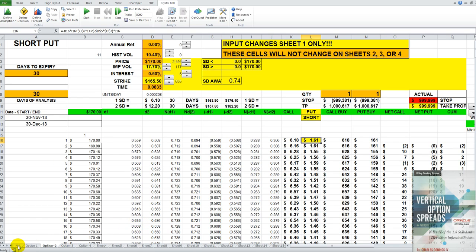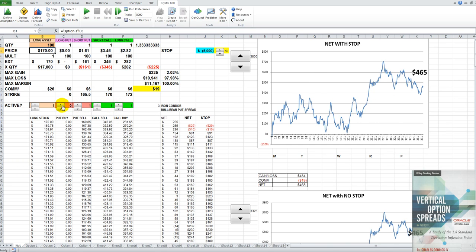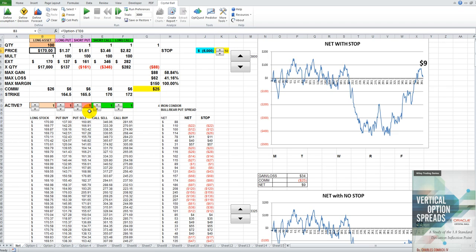Now going to the net sheet, farthest left over here, the net sheet is where we're going to use the switches, if you will, which are right here where it says active, to basically just do what it says, activate the various positions such as long put, buy put right here, short put sell, short call sell, and long call buy. These are just toggles. If we activate all the positions, well, then everything will be evaluated in the simulator.